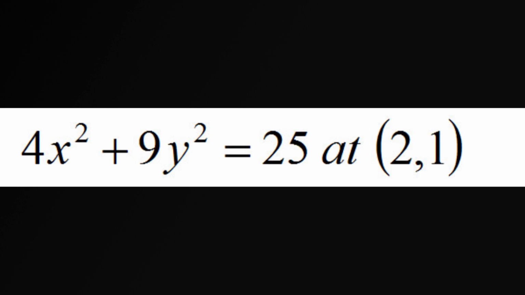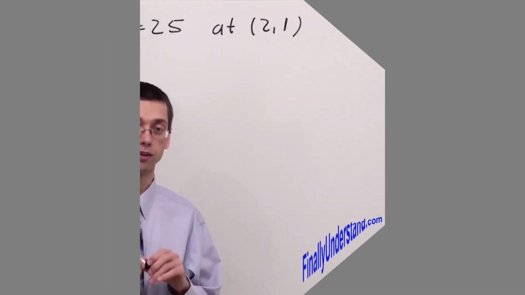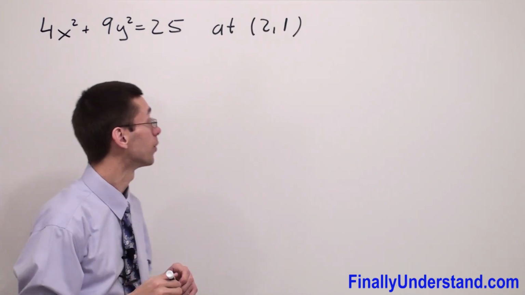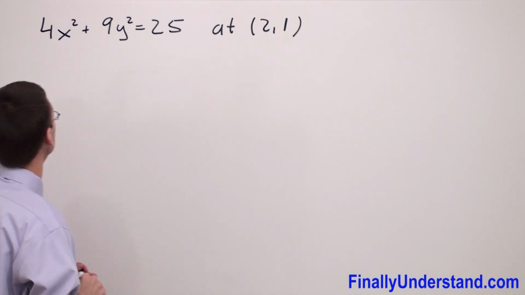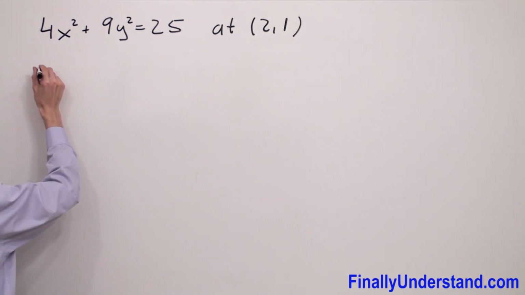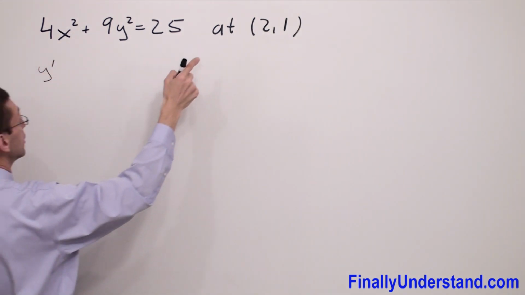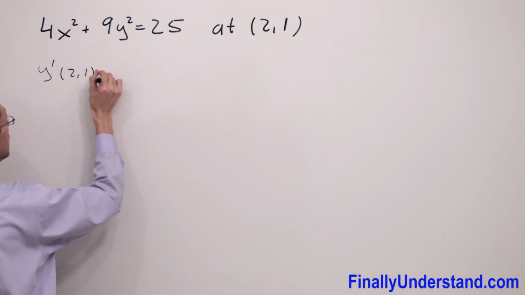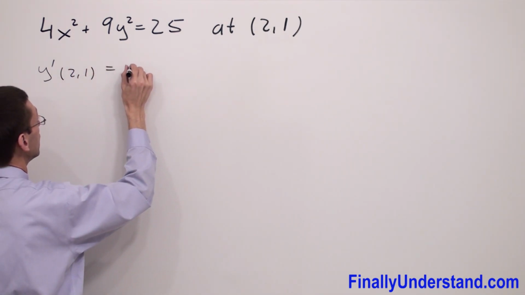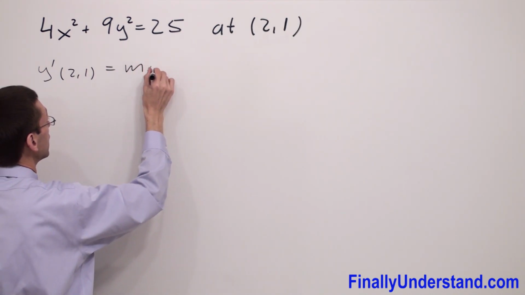We have another example on the board. Again, we're supposed to find the equation of the tangent and normal at the given point. Let me remind you that the first derivative at this point is equal to the slope of the tangent.